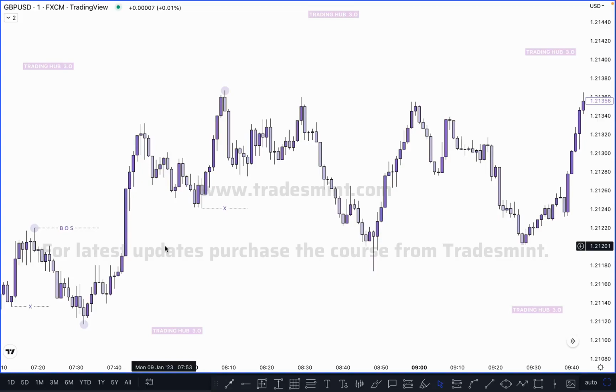buying or selling, you have to wait for taking out the inducement, wait for a tap on your extreme POI, extreme order block, then you can buy or sell. So after break of structure, you can see you have to identify where our inducement is.